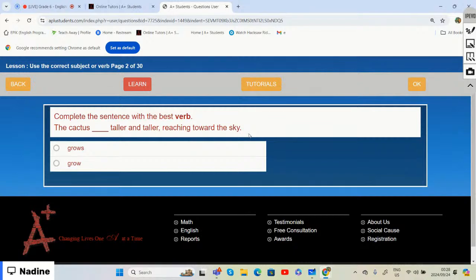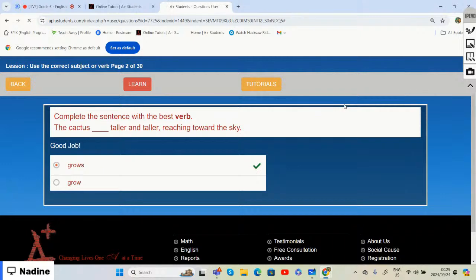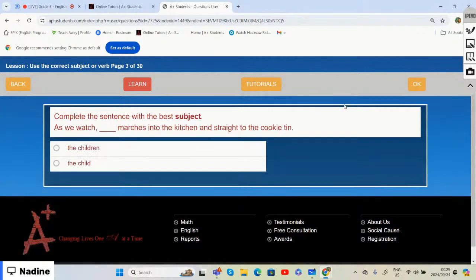And if we were to choose the correct option, because it's one cactus, one cactus, so we say it grows taller and taller, reaching towards the sky. So well done. Grows is correct.